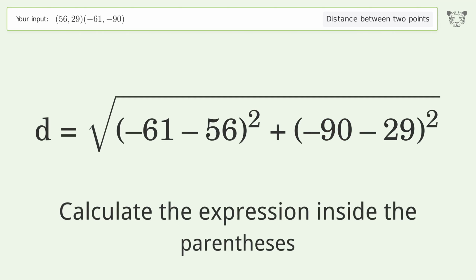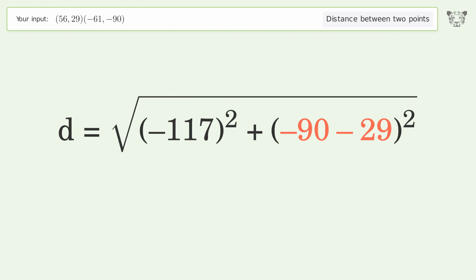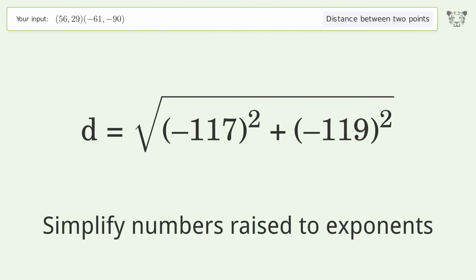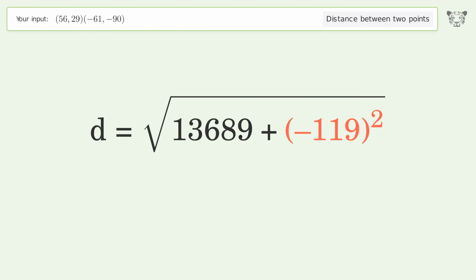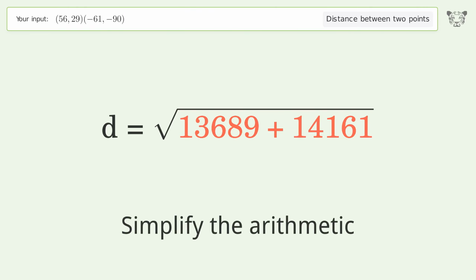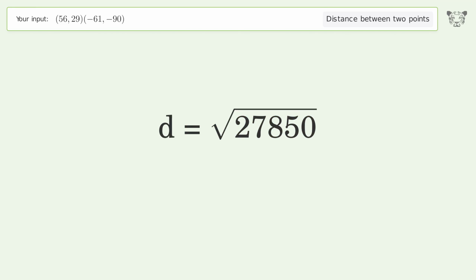Calculate the expression inside the parentheses. Simplify numbers raised to exponents. Simplify the arithmetic. And so the distance between the 2 points is the square root of 27,850 or 166.883.